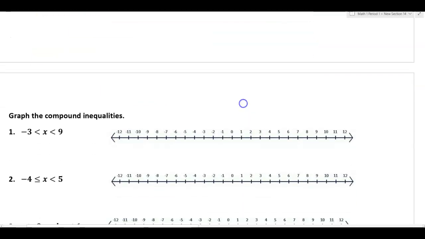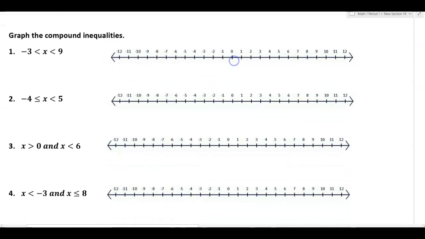Okay, let's go ahead and take a look here. Now, right away, I know this is an AND statement. So I know x is greater than -3. So I'm going to go to -3, and I know I would shade right.